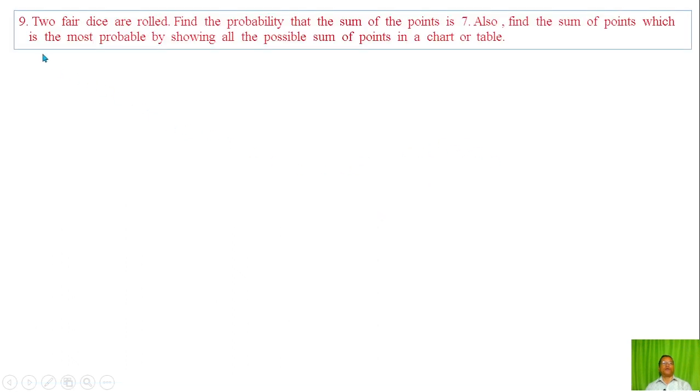Question number 9. 2 fair dice are rolled. Find the probability that the sum of the points is 7. Also find the sum of the points which is the most probable by showing all the possible sums of points in a chart or table.